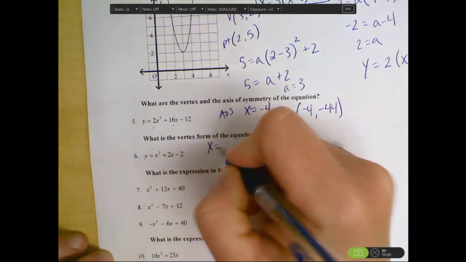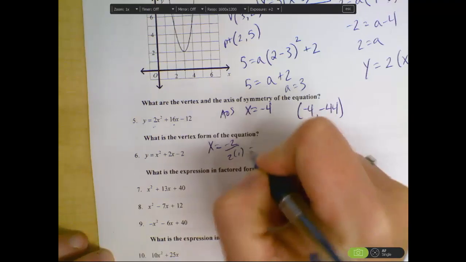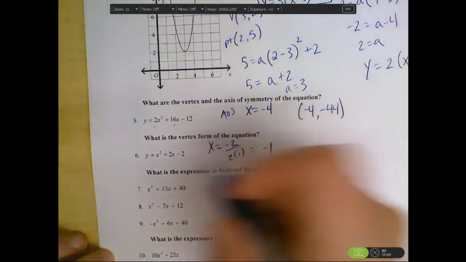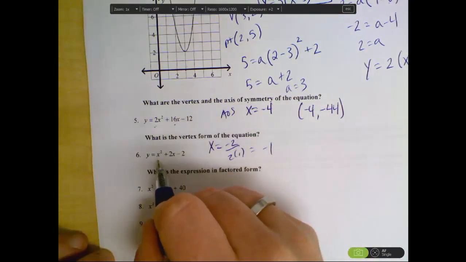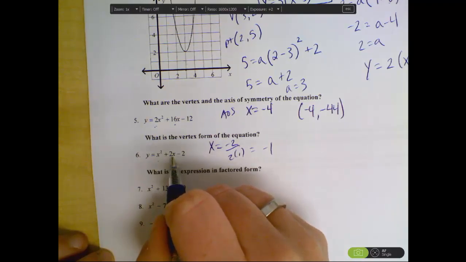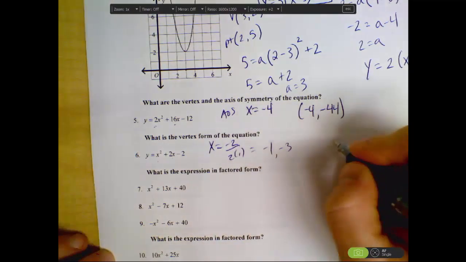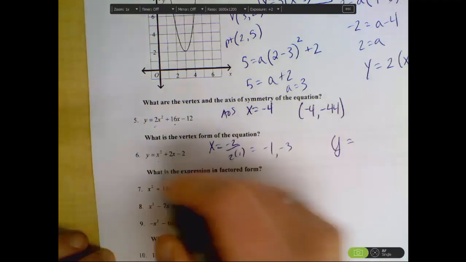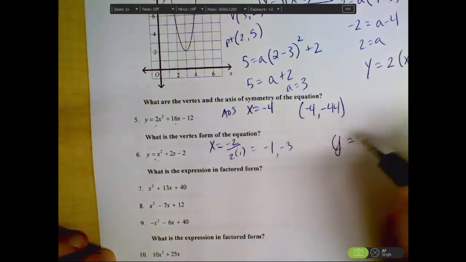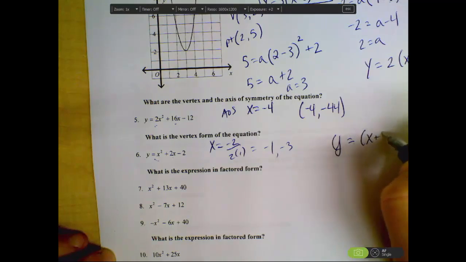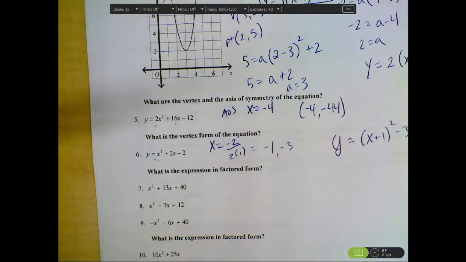Vertex form, well, first you need the axis of symmetry, which is -1. Then you need to plug it in to find the y value of the vertex. 1 minus 2 is -1, minus 2 is -3. So then you have y equals, the a here is the same as your a here, so it's just 1. (x plus 1) squared minus 3.